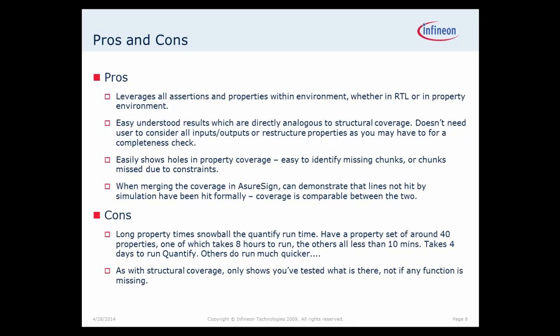Because again, you're effectively rerunning a property multiple times to prove the observability. You've got one property which is particularly testing one area, which none of the others are going to hit, so you have to run it more times. And as with structural coverage, it only shows you that you've tested what is there. It's not going to prove that you've tested any function if it was physically missing from the design. For that, you're going to have to do more of a functional analysis of your properties to make sure that you've tested everything.